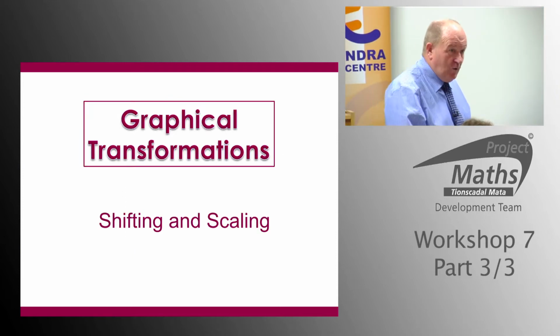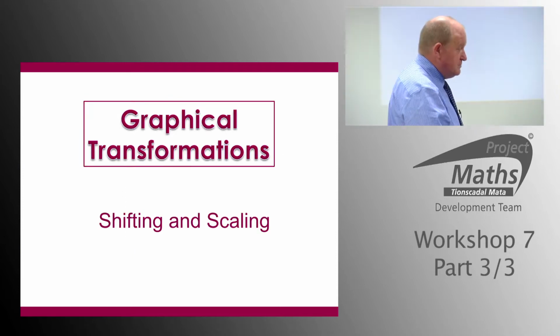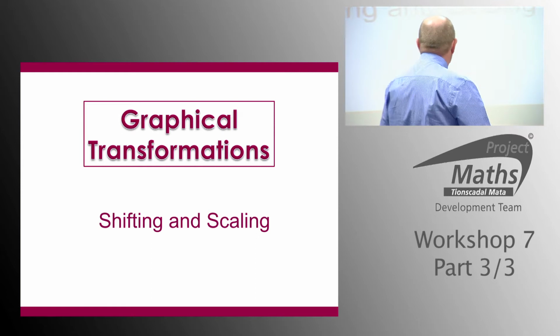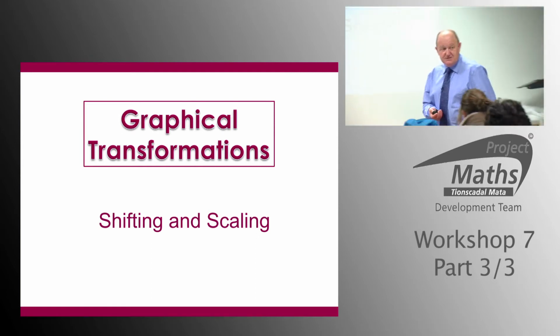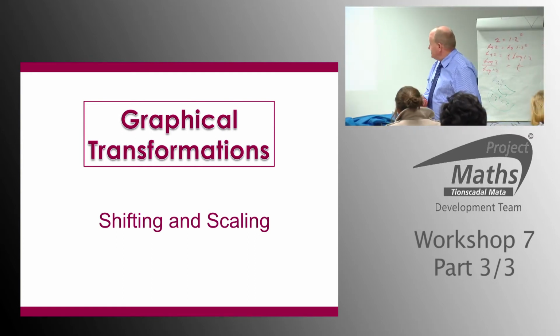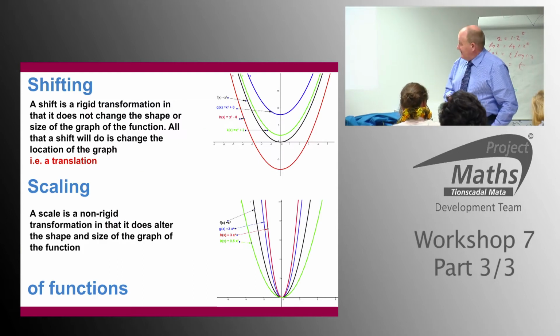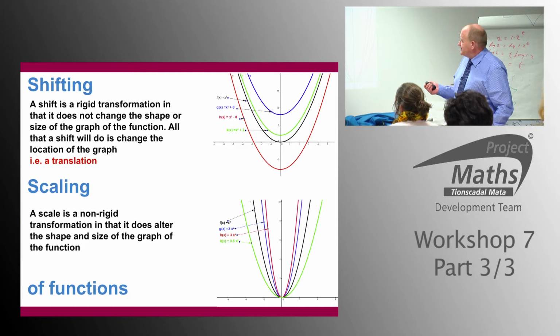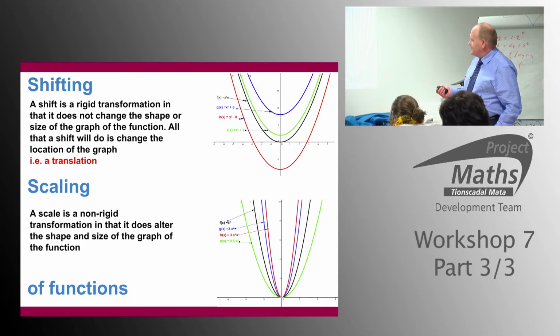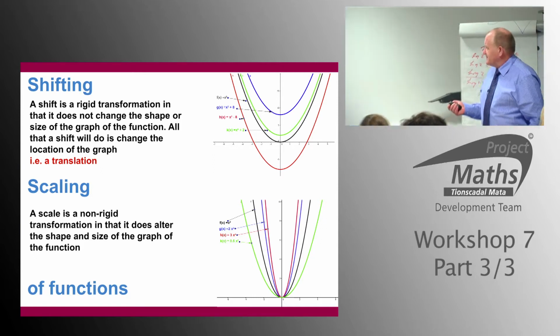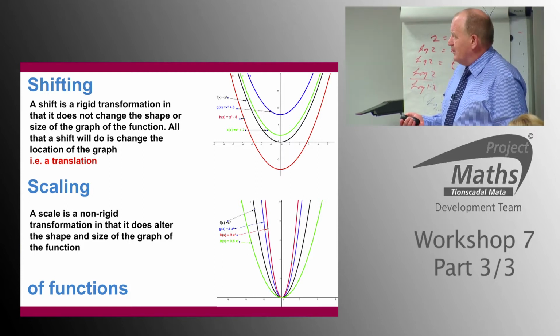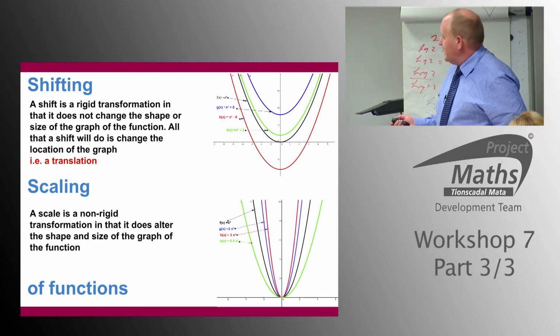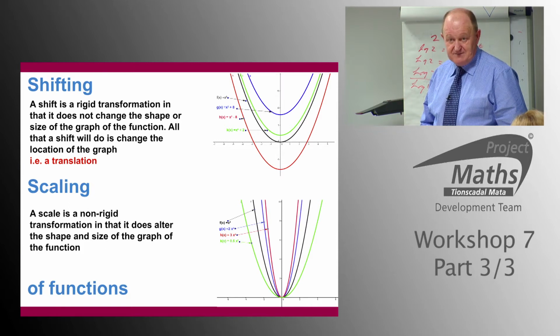Okay, what we're dealing with this afternoon is shifting and scaling, graphical transformation of graphs. Now, I'm not really going to go into the definition, but there's the definition of the two of them. A shift is a rigid transformation that does not change the shape or size of the graph or the function. All that a shift will do is change the location of the graph. In other words, the graph will shift up and down, we'll say, along the y-axis.